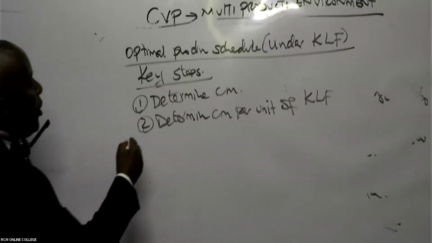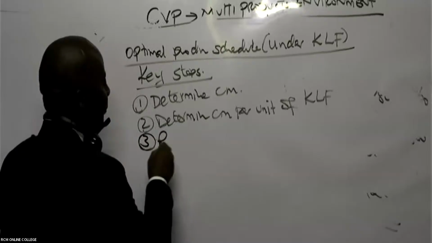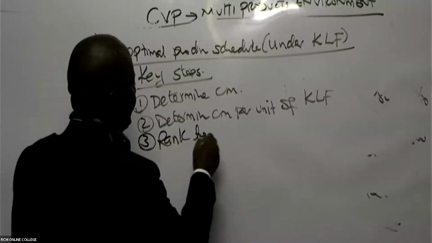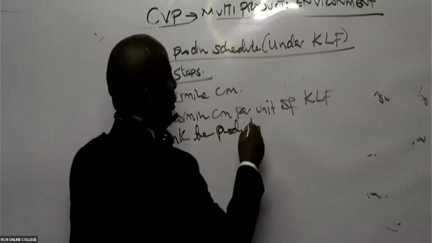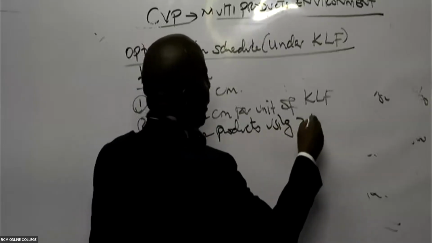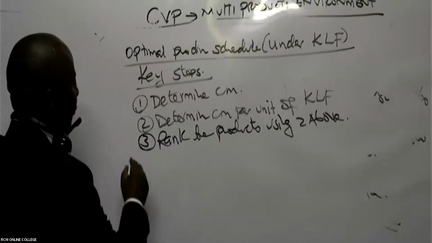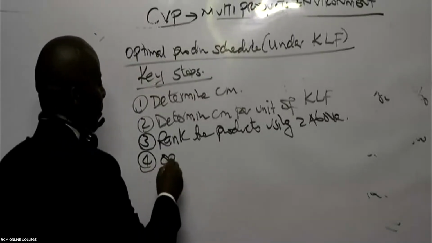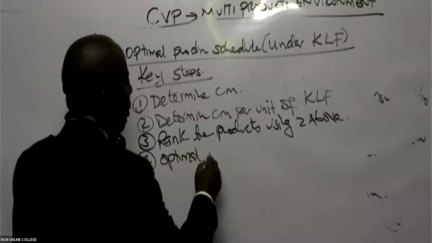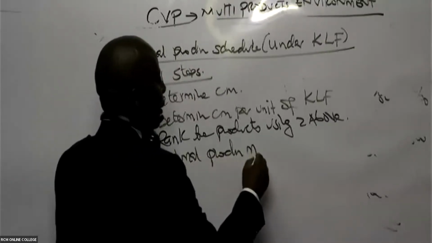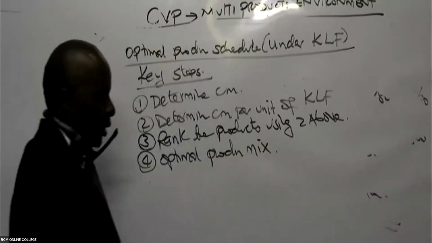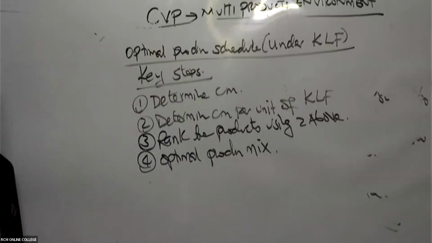Number 3, you rank the products using 2 above. And then number 4, you now determine the optimal production mix. You determine the optimal production mix.